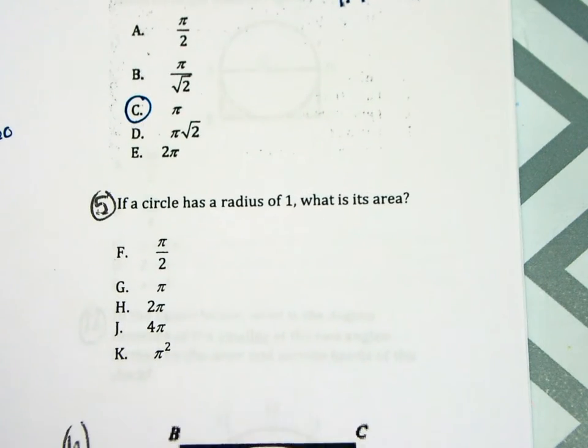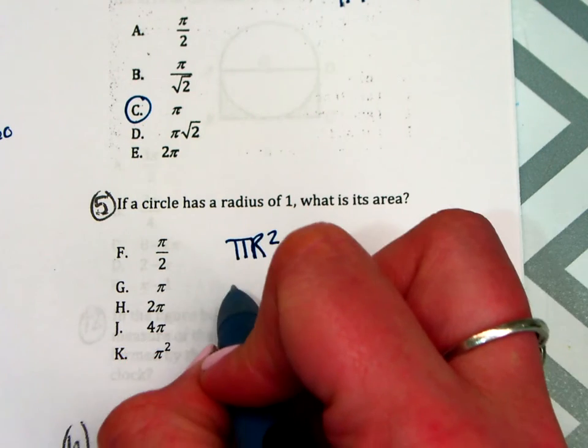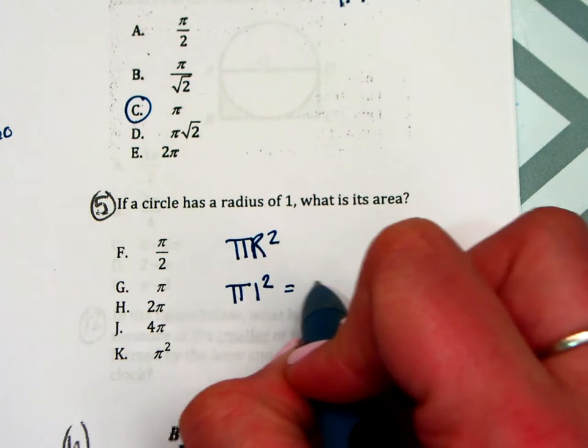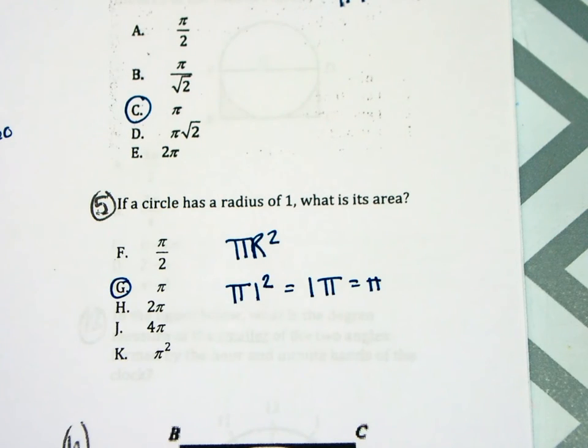Number 5, if the circle has a radius of 1, what is its area? So pi r squared. Pi times 1 squared is 1 pi, or pi. Option G. Just a basic formula question.